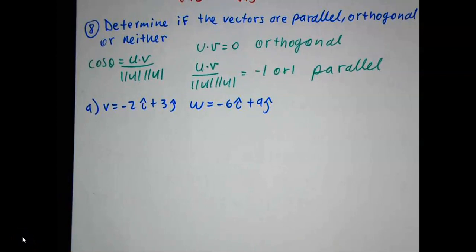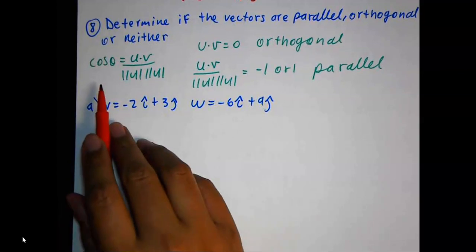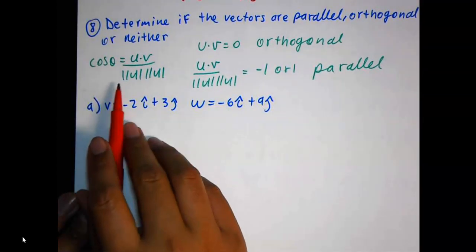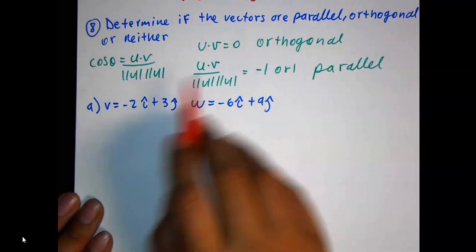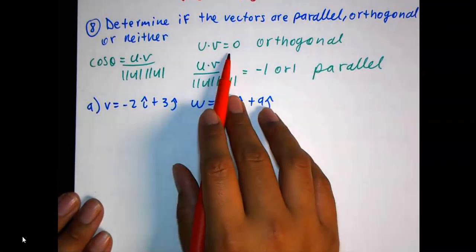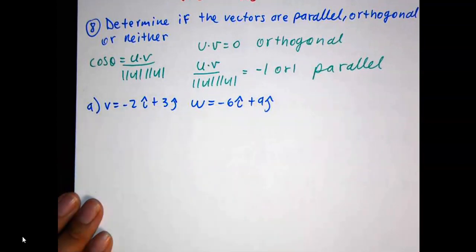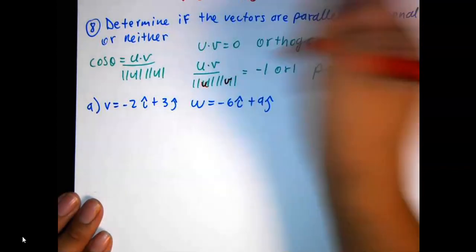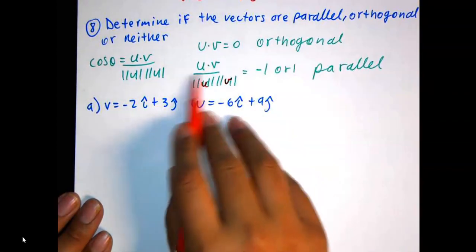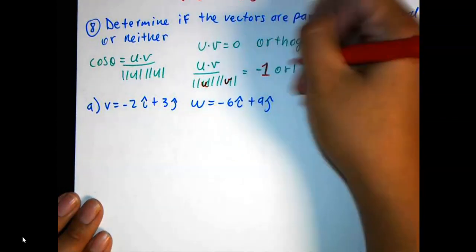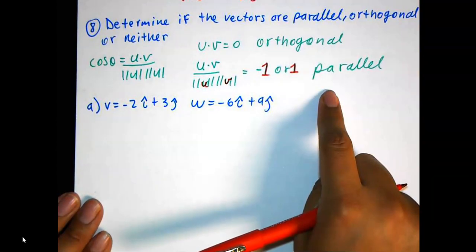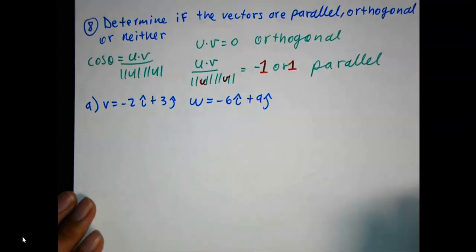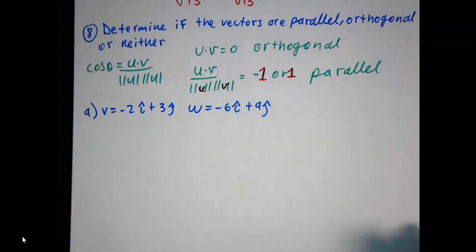Okay, number A says to determine if two vectors are parallel, orthogonal, or neither. This is a formula for finding the angle. But to determine if two vectors are orthogonal, the dot product equals 0. So if I do the dot product and it automatically equals 0, they're orthogonal. If it is not equal to 0, then I need to find the magnitude of u and the magnitude of v. If this right here equals negative 1 or positive 1, the vectors are parallel. If I get anything else, the vectors are not parallel or orthogonal.